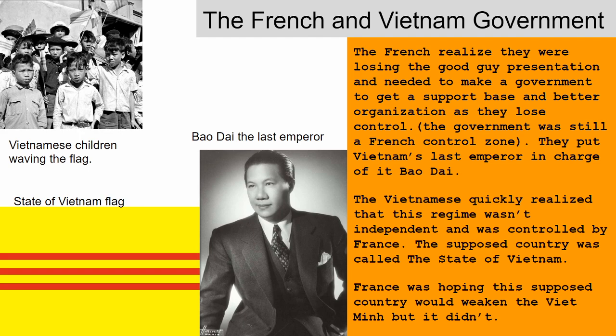The Vietnamese quickly realized that this wasn't actually a regime following their interest. It was just the French trying to get back to the good old days of abusing the Vietnamese and the Vietnam land. It was just called the State of Vietnam. They tried to make it appear independent, but it was just a French control zone with a sort of fake government. It was also a foundation for a support base, and it made things easier to run than a bunch of military invasions and guns to people's heads.